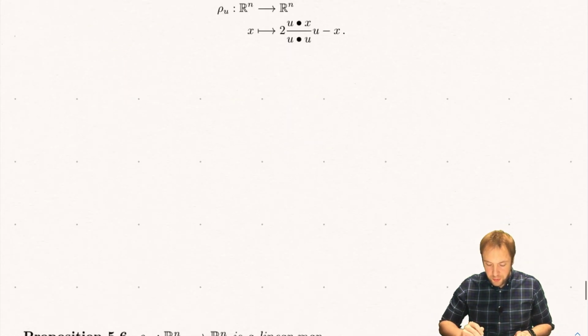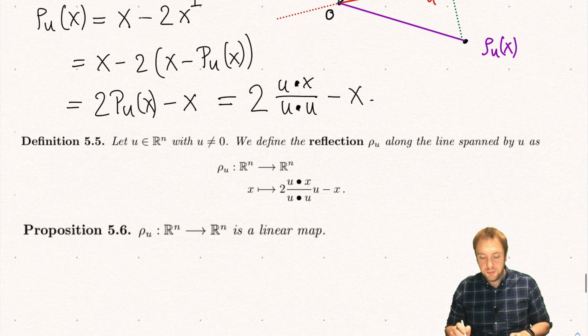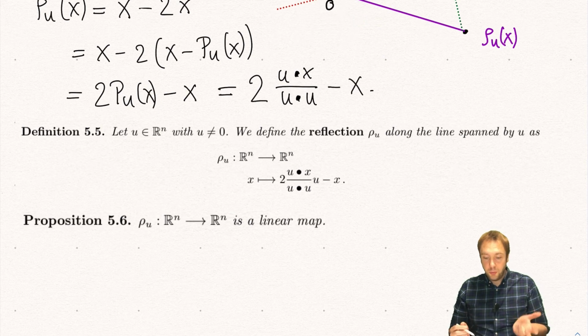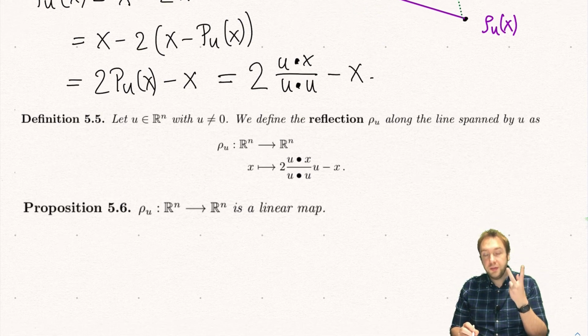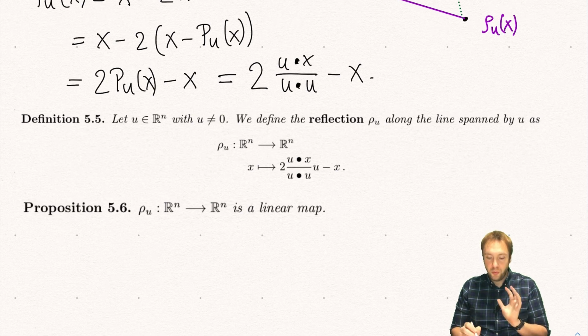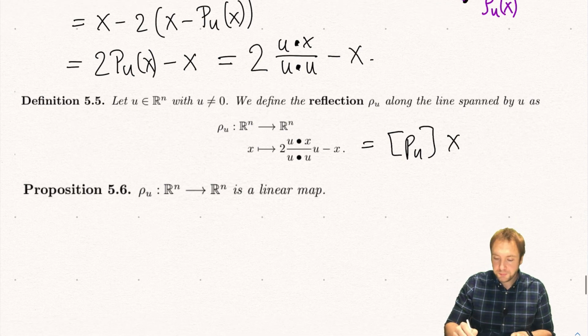And you will show in the homework that this is indeed also a linear map. And this again you can do in 2 ways. You can check these 2 conditions, or you can write down an explicit matrix, which you will also do in the homework, such that this expression is given by some matrix, which will just depend on u, times the vector x.